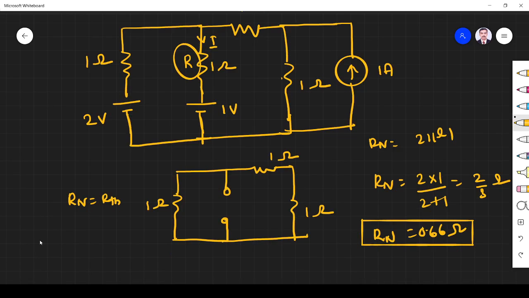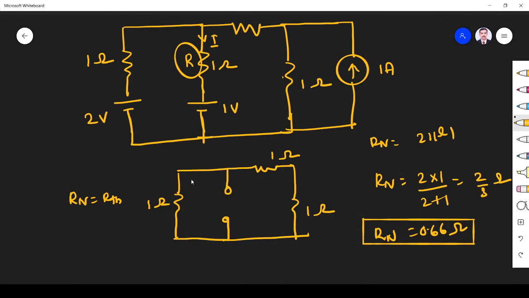Next I have to find the current flowing through this terminal. So I have 3 sources. If I apply KVL or KCL, I have to write 3 equations. So what I do is apply the superposition theorem.